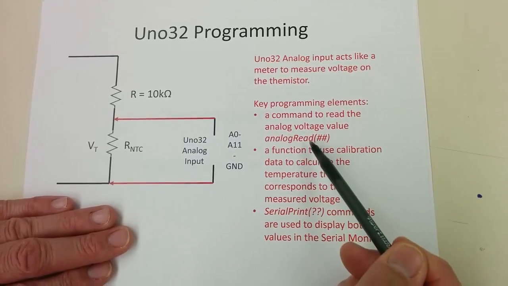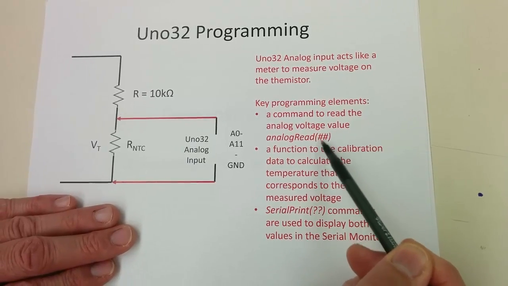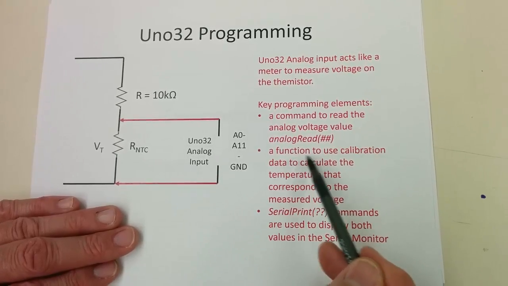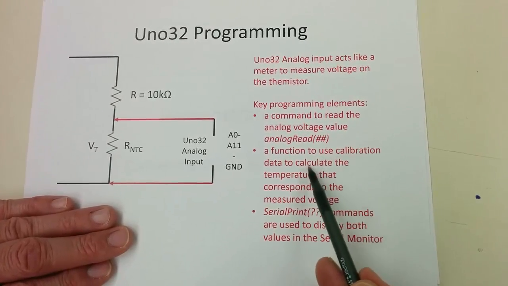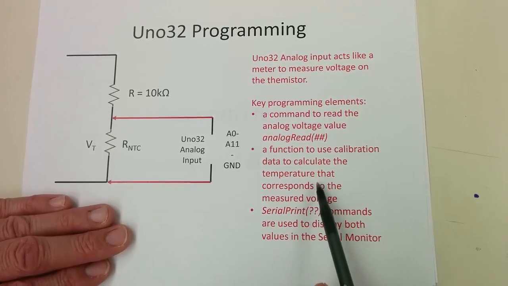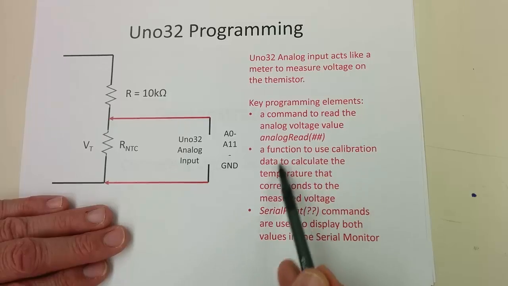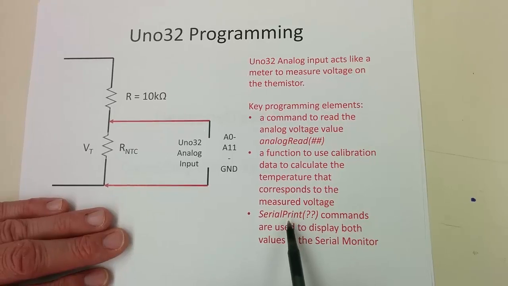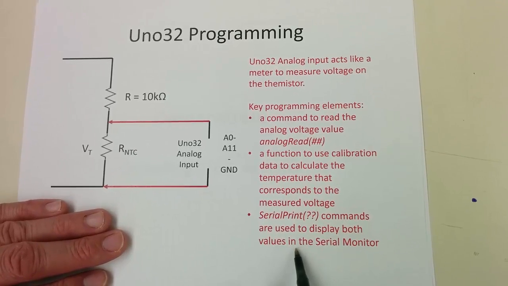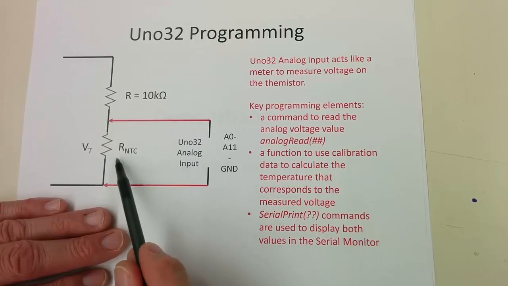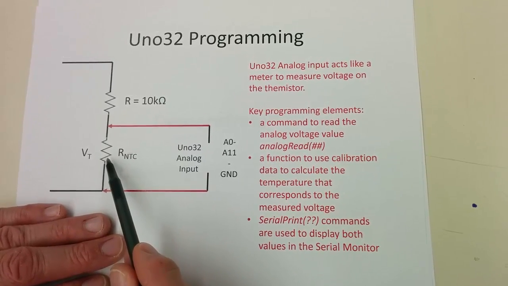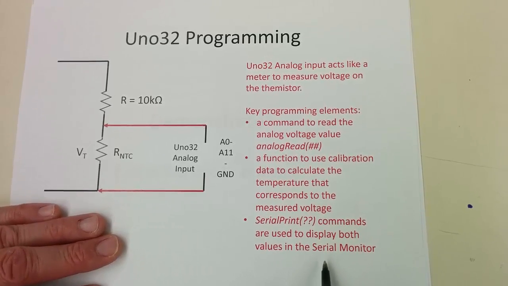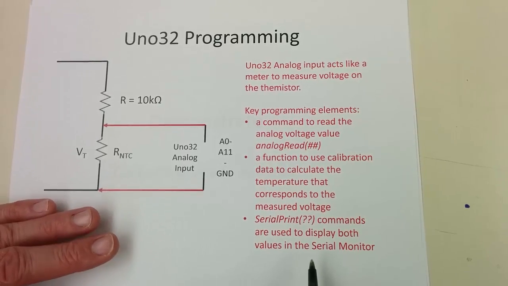But the key elements are we're going to use an analog read on one of the analog inputs to bring in a voltage value here. We'll create a function that will calibrate and calculate the new temperature that corresponds to the measured voltage. So this is the calibration activity we're going to be doing. Finally, we're going to serial print these values out to display the millivolt values off the thermistor, and then also the corrected temperature value all out on the serial monitor, so we can monitor the temperature in a corrected way.